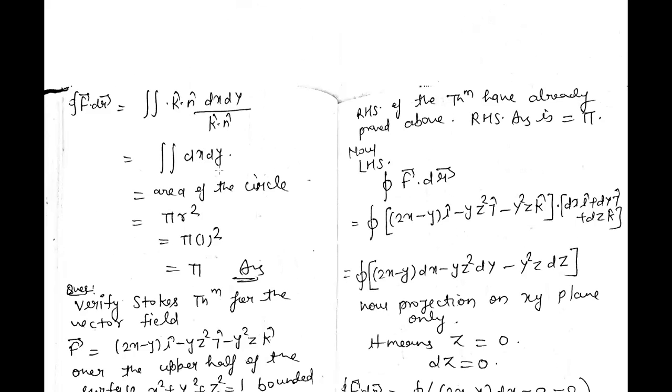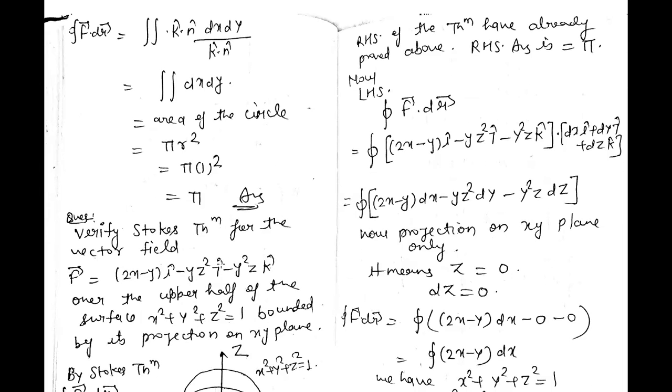Now, calculate dx dy. So, dx dy, I told you, this is the area of the circle, and radius is given 1. So area of the circle, we know that pi r square. So the circle has unit radius, so pi 1 square. So your final answer is pi here, right? This is a very easy example.